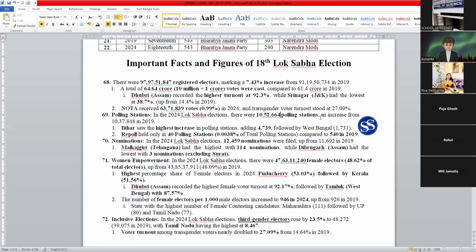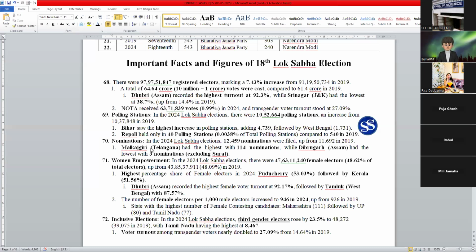Now, polling stations. In the 2024 Lok Sabha election, there were 10,52,664 polling stations, an increase from 10,37,848 in 2019. Here you see, Bihar saw the highest increase in polling stations, adding 4,739, followed by West Bengal, 1,731. Repoll was held only in 40 polling stations, that is 0.0038% of total polling stations, compared to 540 in 2019.